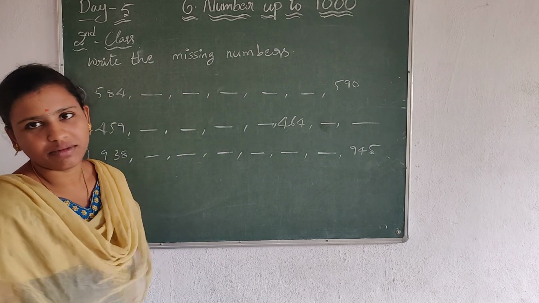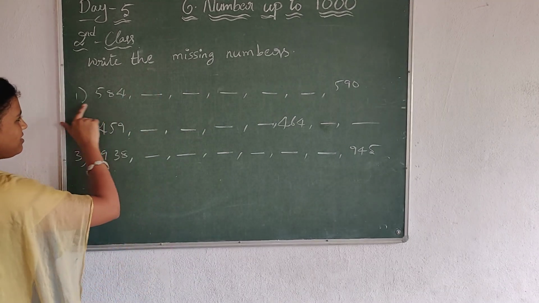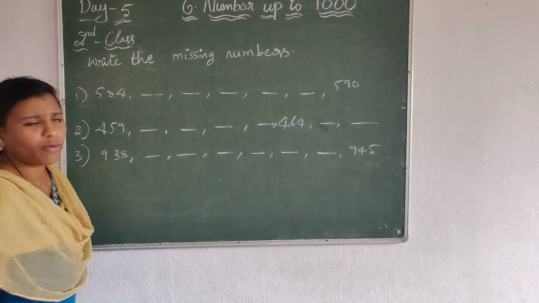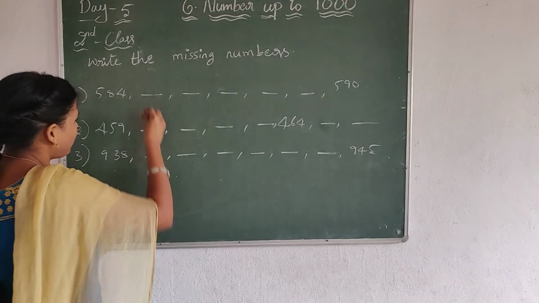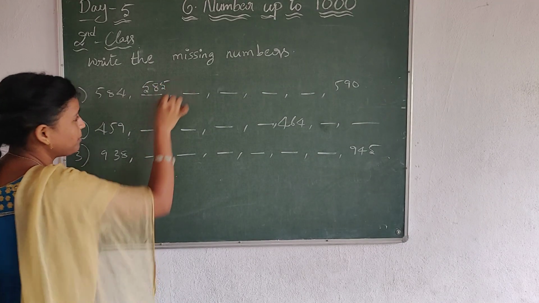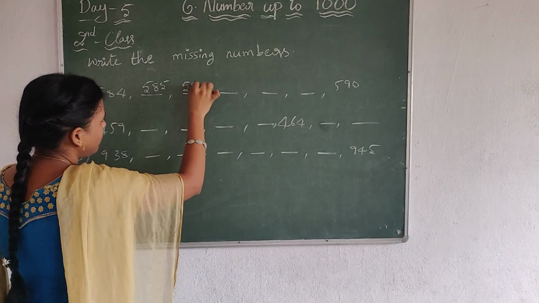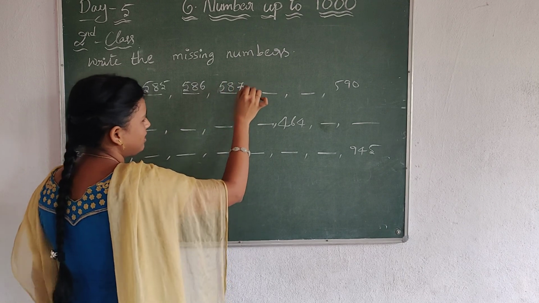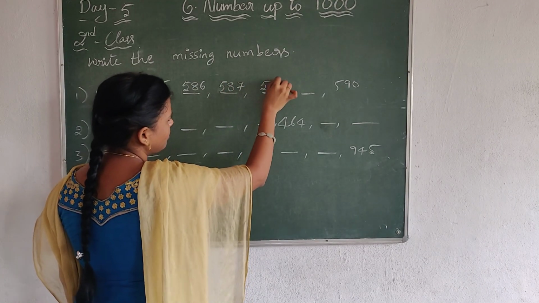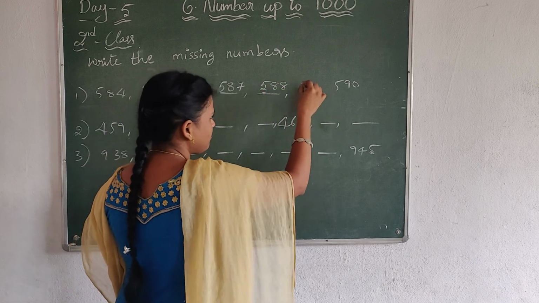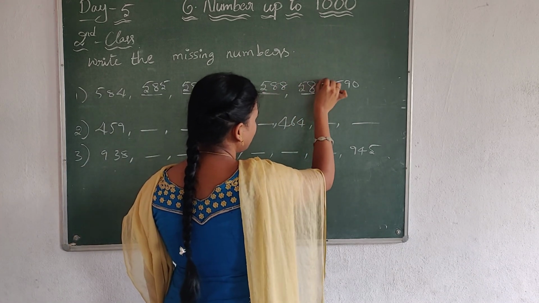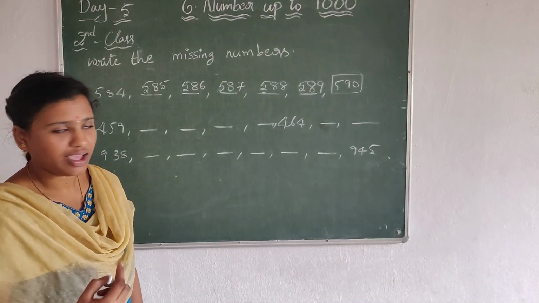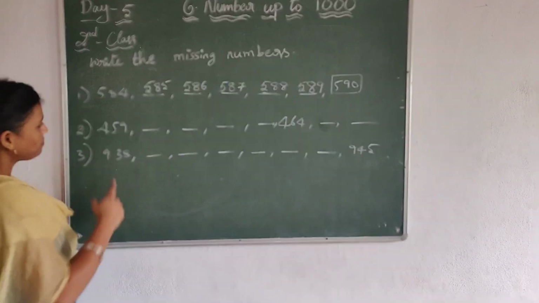Write the missing numbers. Let's see the first one. 584. After 584, do you know what comes next? 585. Next, 586. Next, 587. Next, 588. Next, 589. It's already there. What is the next number? 590.